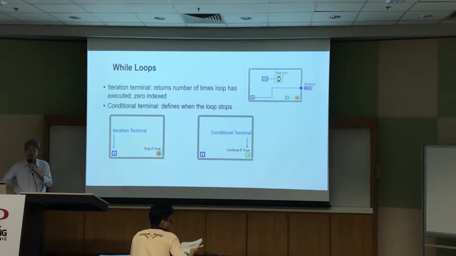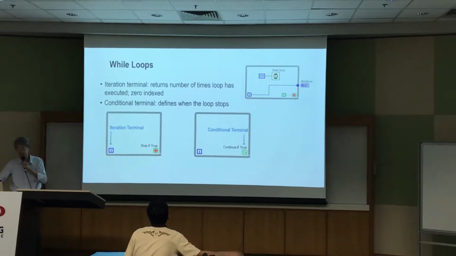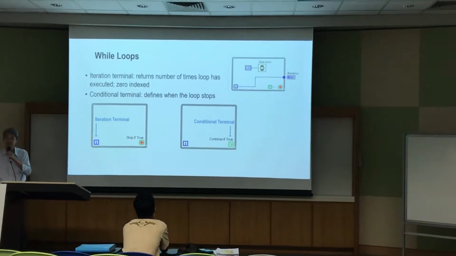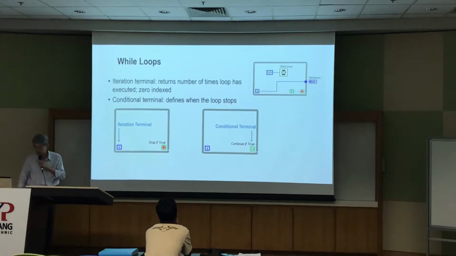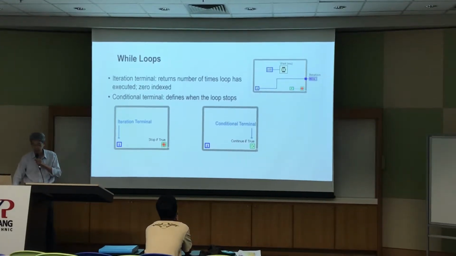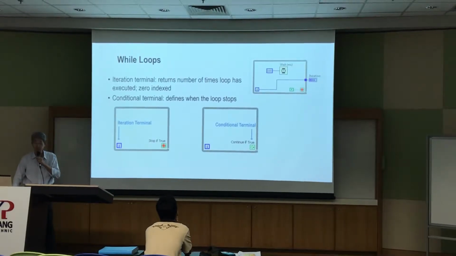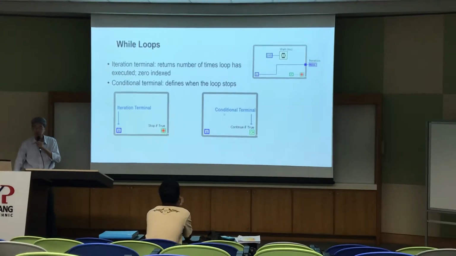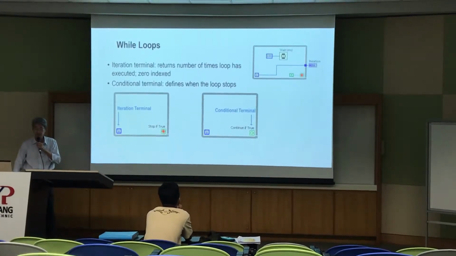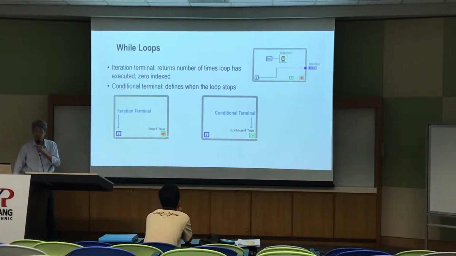So first thing, we had used this while loop quite a fair bit. Our state machine, one of the key components is the while loop. The important thing about a while loop is that you need to understand two things. One is this I, the iteration count, and of course this particular symbol, the conditional terminal. Okay? So these two icons, you have to understand.